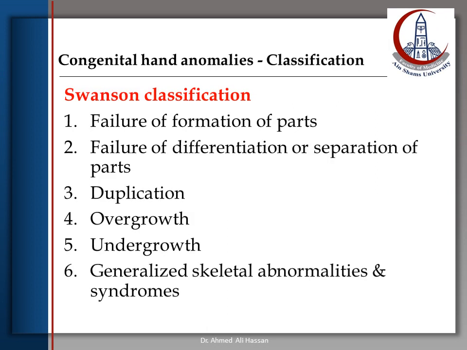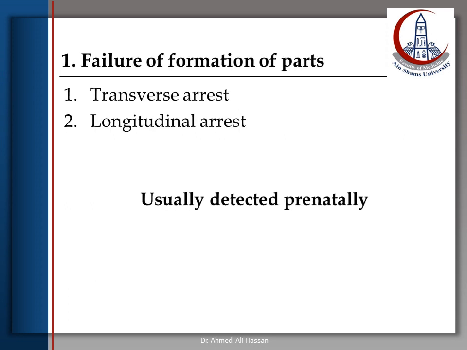According to Swanson's classification of congenital hand anomalies, we have six types: failure of formation of parts, failure of differentiation or separation of parts, duplication, overgrowth, undergrowth, and generalized skeletal abnormalities and syndromes. The first type is failure of formation of parts. It's either transverse arrest or longitudinal arrest.